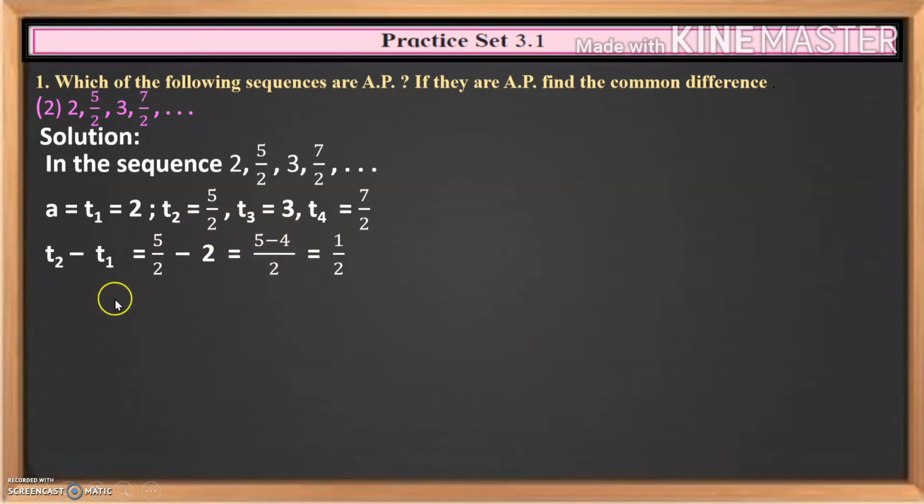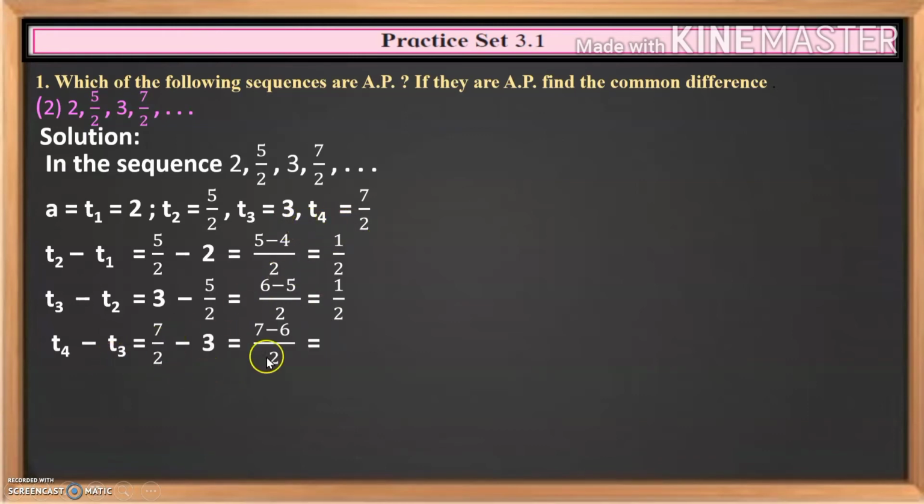Next step is T3 minus T2. T3 minus T2 equal to 3 minus 5 upon 2. So now here the LCM is 2. So 3 2s are 6. 6 minus 5 upon 2 equal to 1 upon 2. Next step, T4 minus T3, that is 7 upon 2 minus 3. So 7 minus 6 upon 2 equal to 1 upon 2. So again you see it's constant.